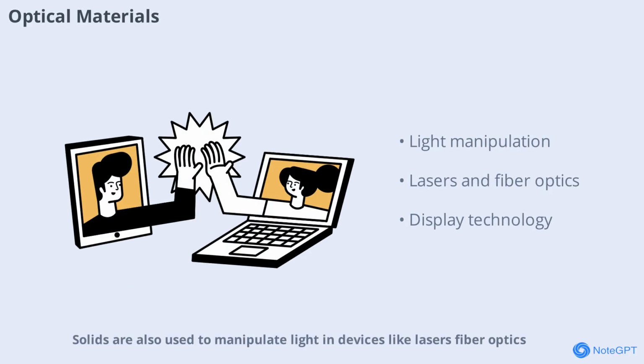Solids are also used to manipulate light in devices like lasers, fiber optics, and lenses. The way a solid interacts with light depends on its structure and composition. Solid-state chemistry enables the design of materials with specific optical properties, leading to advances in communication, imaging, and display technologies.